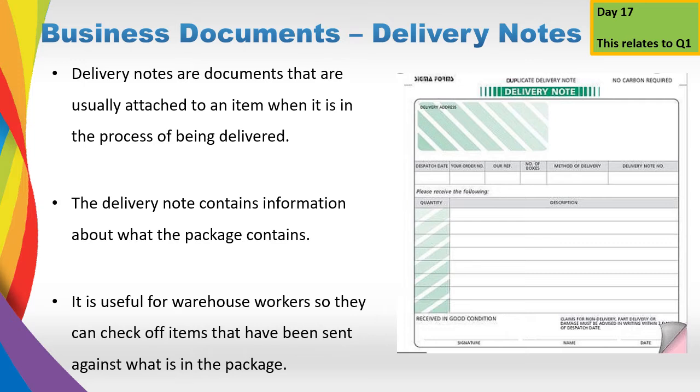A delivery note. This is usually attached to an item when it's in the process of being delivered. The delivery note contains lots of information about what the package contains, and this is something that warehouse workers can use so they can check off items to make sure that what they're sending in the package is everything that the customer has ordered. So another really useful, clear, concise document.